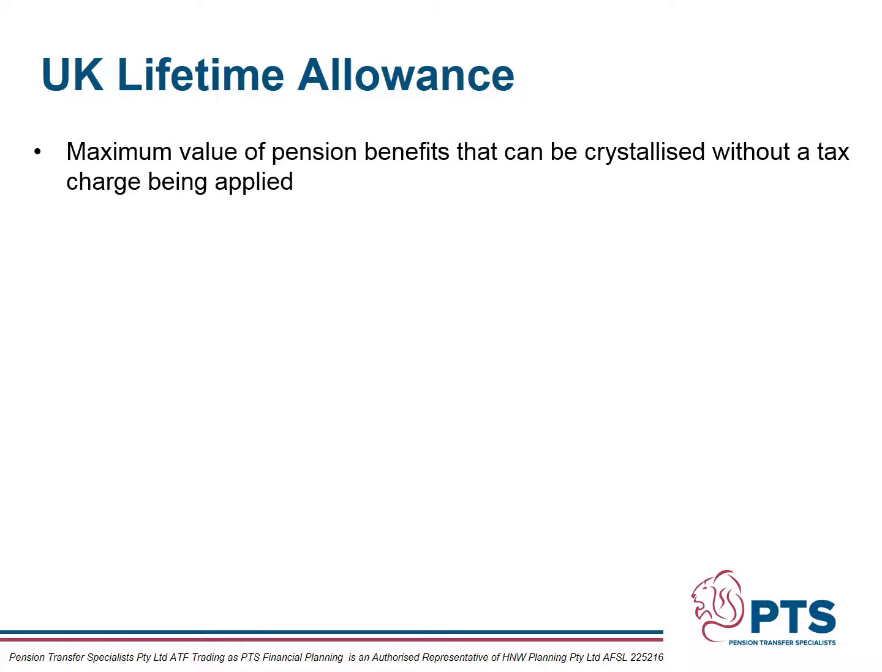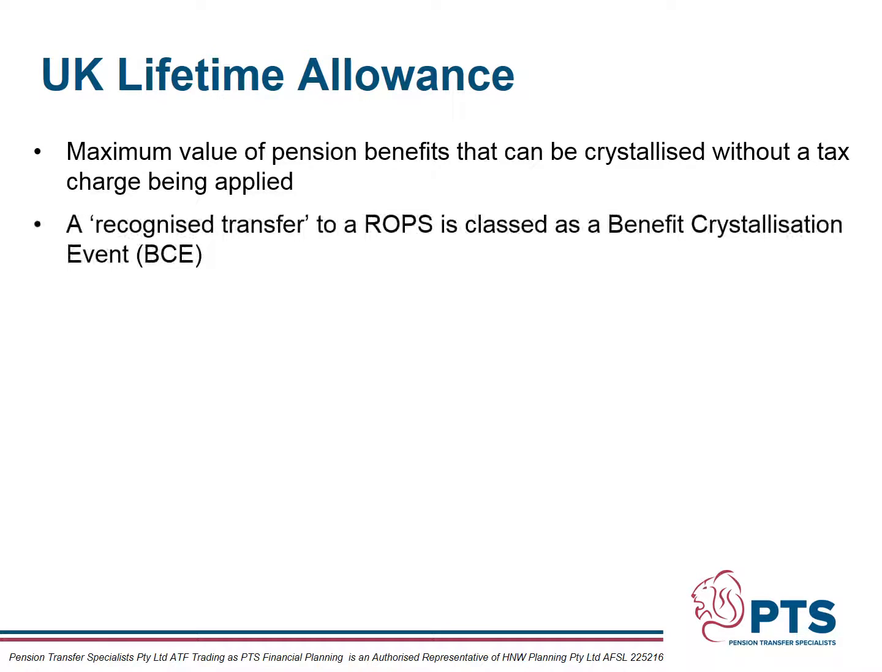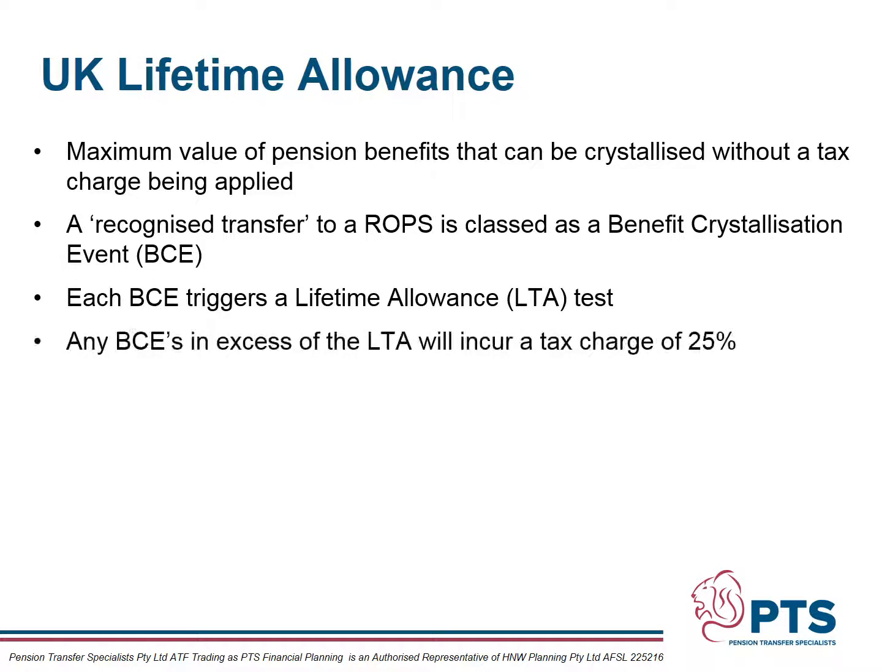UK lifetime allowance is the maximum value of pension benefits that can actually be crystallised without a tax charge being applied. A recognised transfer to a ROPS scheme is classed as a benefit crystallisation event, a BCE. Each BCE can trigger a lifetime allowance test. Any BCEs in excess of the lifetime allowance will incur a tax charge of up to 25%.